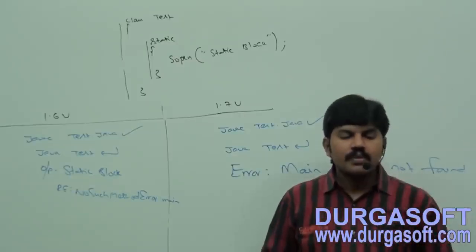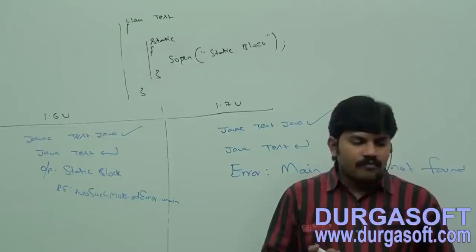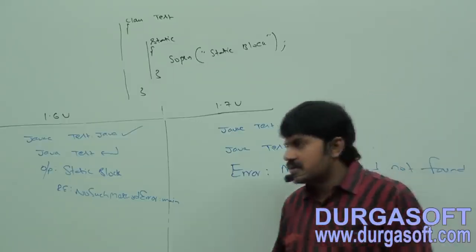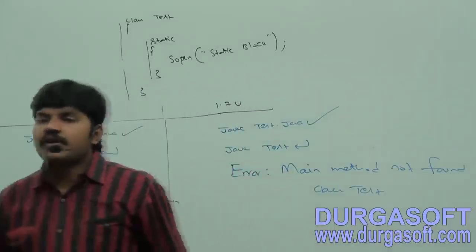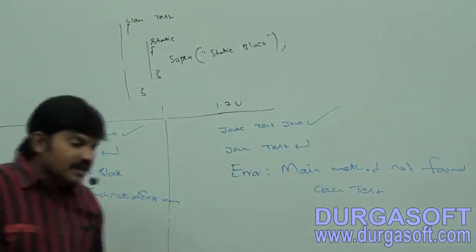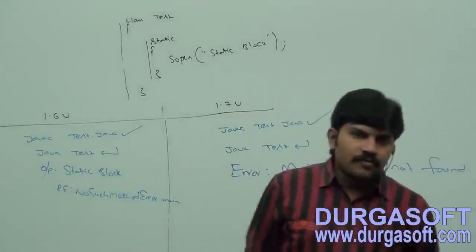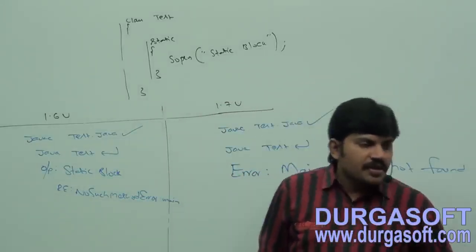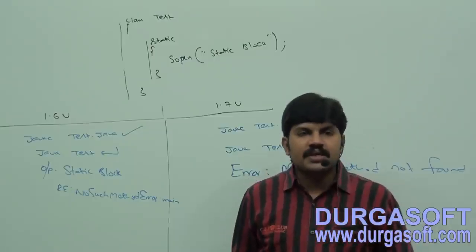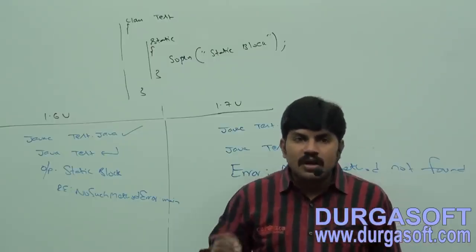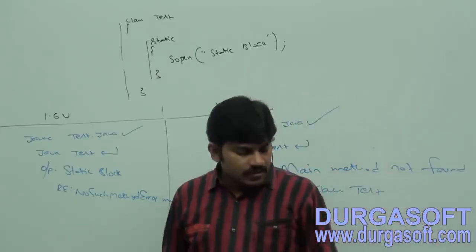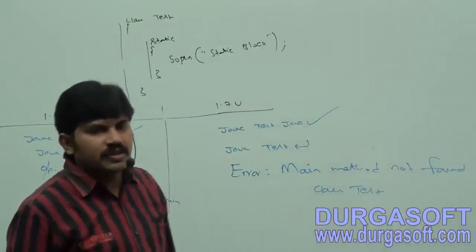Okay, add this. From the 1.7 version onwards, the main method is mandatory to start the program execution.